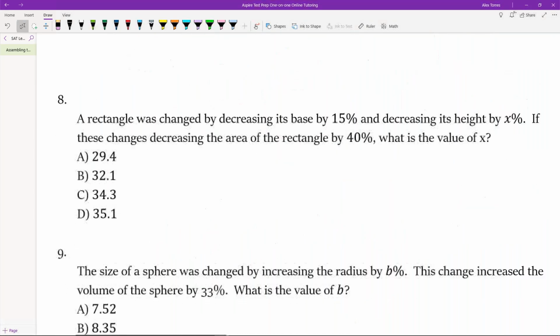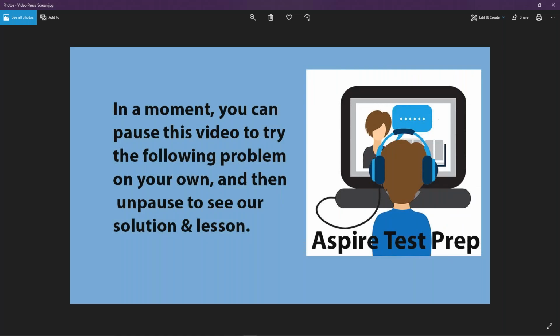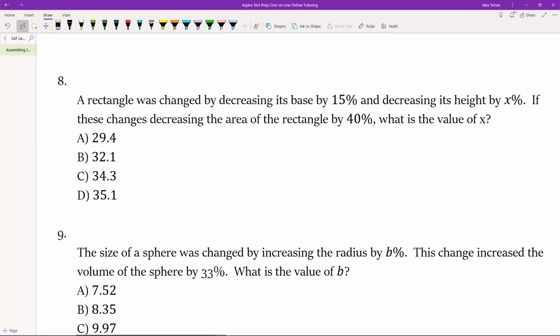So it's definitely a tough question, but it's doable. And like most SAT concepts, with a little practice, it's much more doable. So here we have the same idea. We have a rectangle in the beginning. The area of a rectangle is base times height, so we'll call that area 1. Area 2 is we're decreasing the base by 15%. That means we're keeping 85% of it. So we're replacing b with 0.85b.